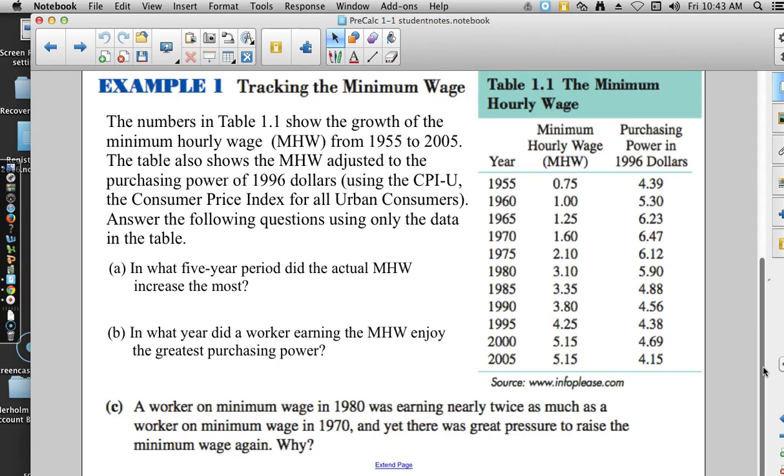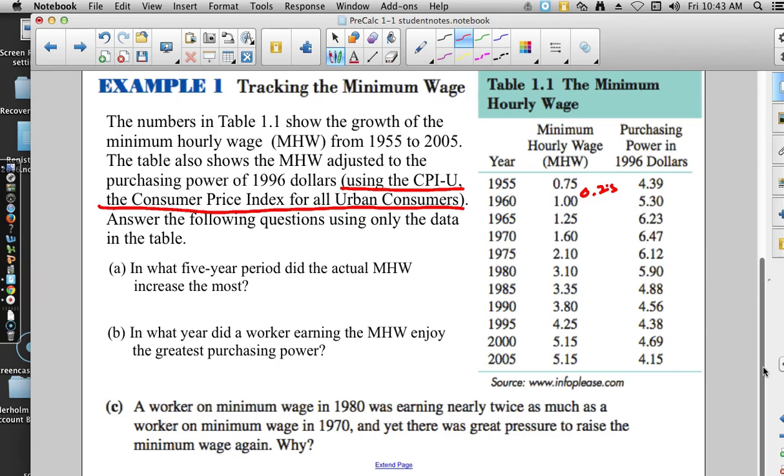The table also shows the MHW adjusted to the purchasing power of $1996. What that really means is they're adjusting it for inflation. So they're using the consumer price index to adjust that for inflation. That tells us how much you can buy with the money that you have. And it says answer the following questions using only the data in the table. And A is, in what 5-year period did the actual minimum hourly wage increase the most? Well, from 75 cents to $1 is 25 cents.